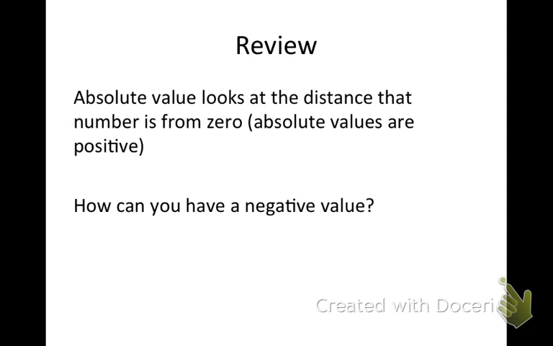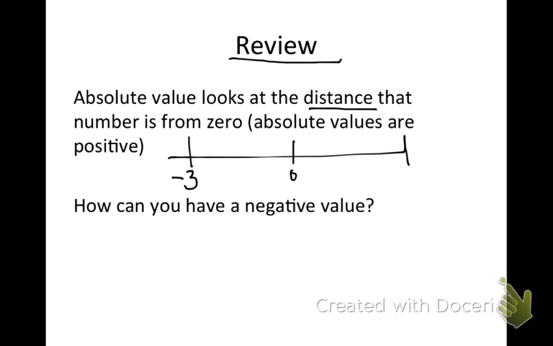So write this in your notebook. This is just a little review. Absolute value looks at the distance that the number is from 0. So if you want to, you can draw your number lines. If I have a -3 and a +4, I want to know the distance from 0. So a -3 is 3 units from 0, and a +4 is 4 units from 0.